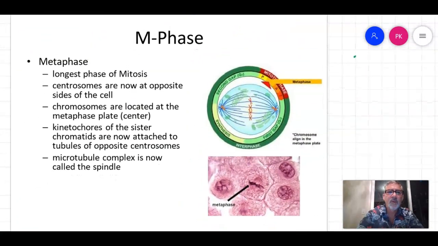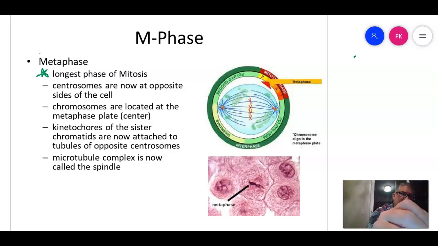All right, so now we're going to metaphase, right? So here's the thing. Metaphase is the longest phase of mitosis. Now don't confuse this with, remember that interphase is the longest phase of the cell cycle. Well, metaphase, right, is the longest of mitosis. Now, meta means middle. All right, so meta means middle.